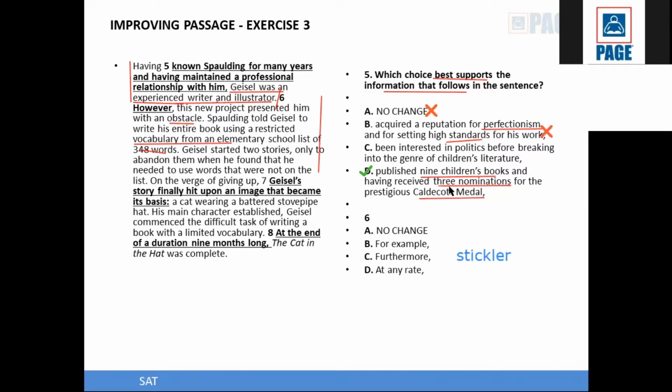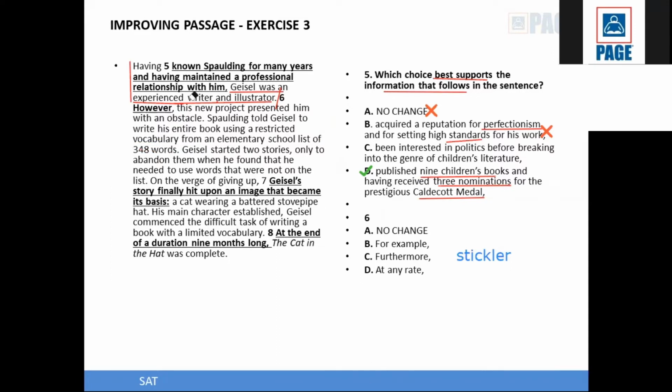He got not 1 award, but he got 3 awards. So that also shows that he is an experienced person. And this is for illustration, this is for writing books. So the answer is D. No further confusion. Simply you are reading unnecessarily. This is not like a normal reading passage. I'm telling you beforehand, don't read unnecessary sentences.